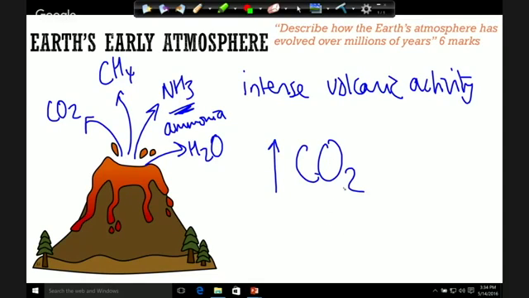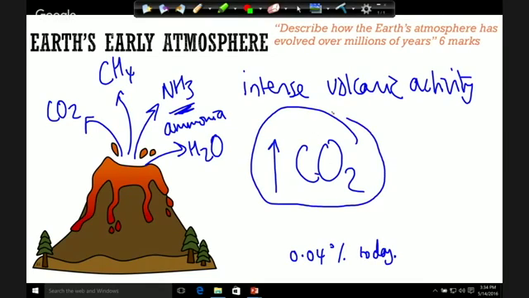Now you know now that CO2 and global warming is a problem, and we'll come back to that later, but actually we've only got a tiny amount of CO2 on the Earth now. We've only got about 0.04%, okay, today. But back then, the majority of the atmosphere, we believe, was carbon dioxide. Okay, that's a theory that we have for that early atmosphere billions of years ago.